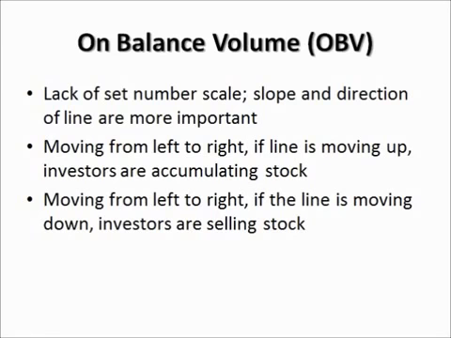If we move from left to right, if the line is sloping upwards, that means investors are accumulating stock. In other words, there's more buying power. And if it's moving from left to right and the line is moving downwards, that means investors are selling the stock. That should give you a pretty good idea, moving on to the next slide, of what that actually looks like and how it translates into price.